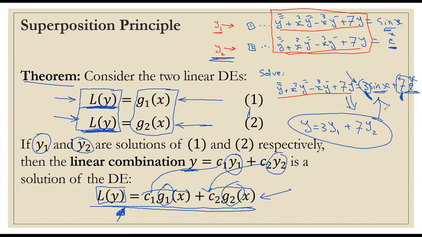So depending on two equations that have the same left-hand side, I can find the solution of a third one, such that it has the same left-hand side and the right-hand side is a linear combination of both right-hand sides of the given differential equations.